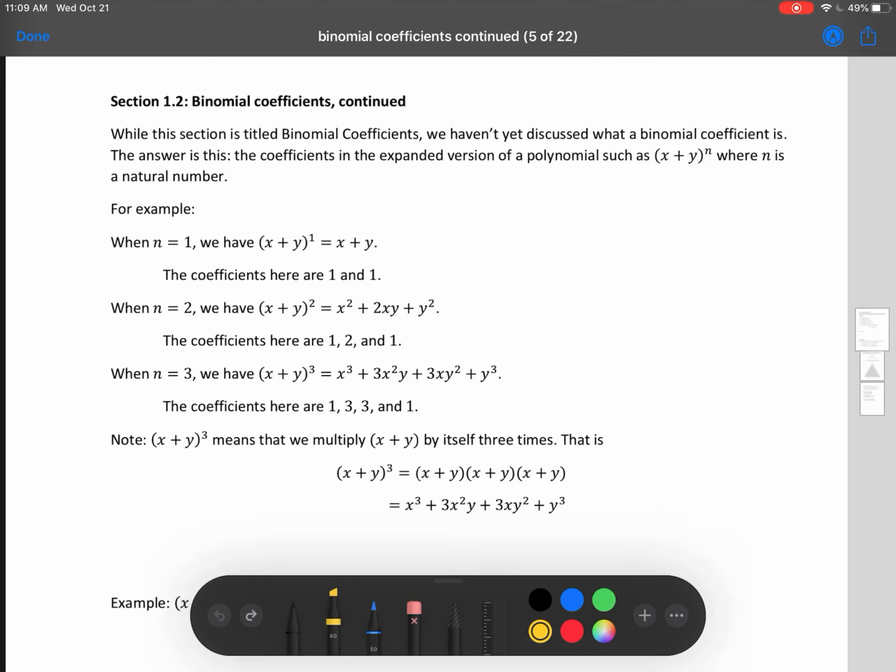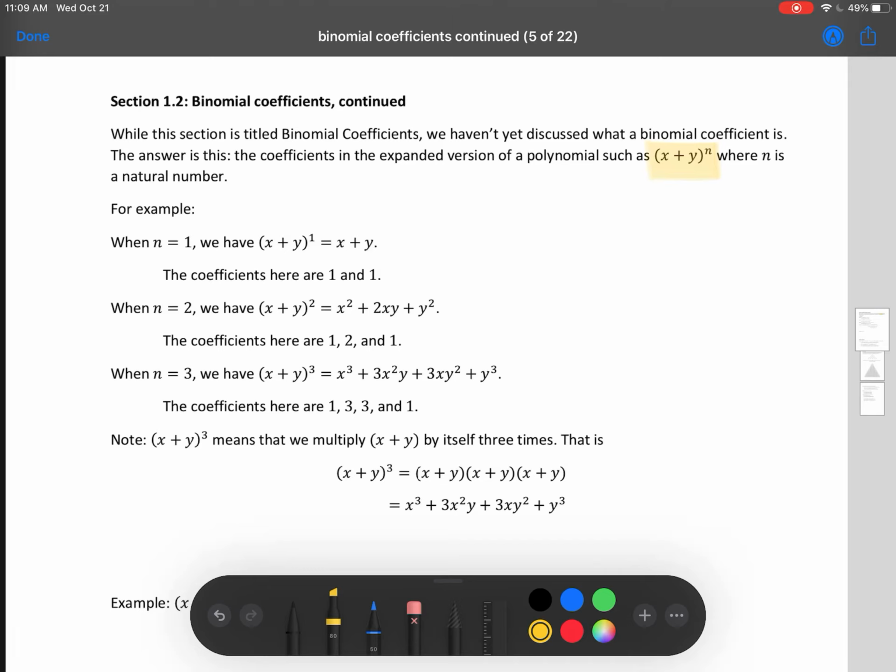All right, today we're going to be continuing with our section on binomial coefficients. So in this section, it's called binomial coefficients, but we haven't actually discussed what a binomial coefficient is yet. So the answer to that is it's the coefficients in the expanded version of a polynomial that looks like this, (x + y)^n, where n is a natural number.